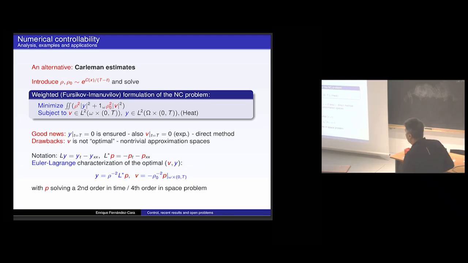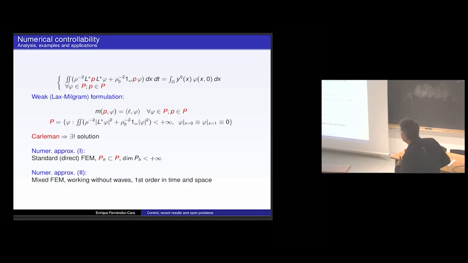So if we are able to find a variable p that solves a problem that I am going to write now, we will have y and v by these relations. And the problem satisfied by p is this one. Let us take a look at this problem, because it is the key of the method, the most important idea that I am going to present now.